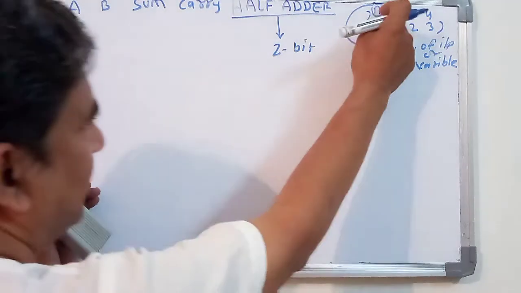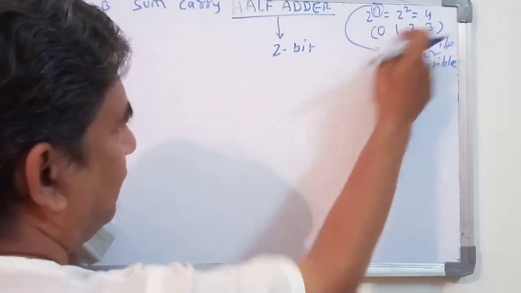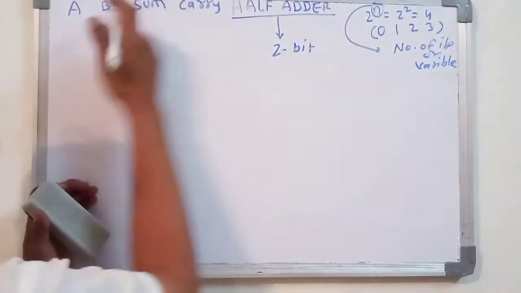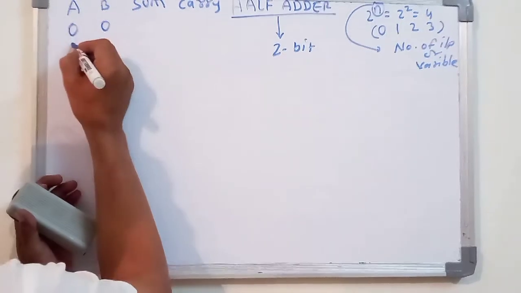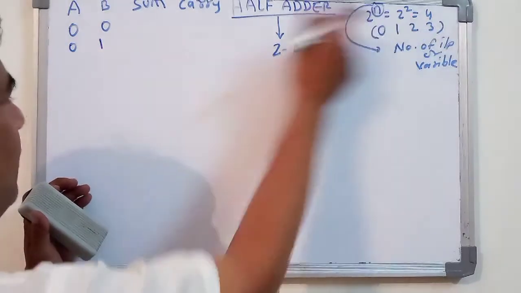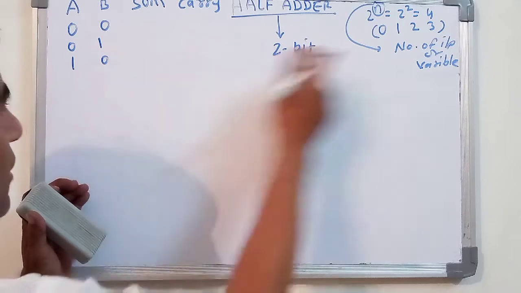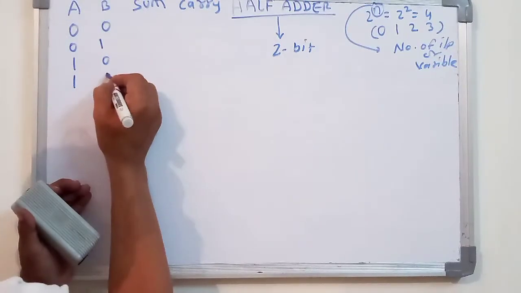Now as I told you, 2 raised to power 2 is equal to 4, so you are obtaining four input combinations. For the 2-bit input, for 0 you may write down 0 0, for 1 you may write down 0 1, for 2 you may write down 1 0, and for 3 you may write down 1 1.